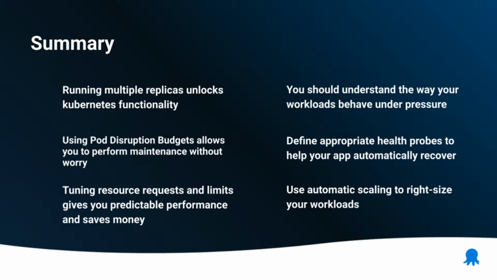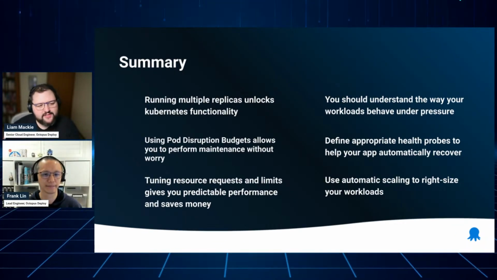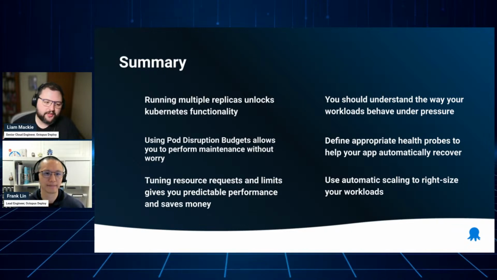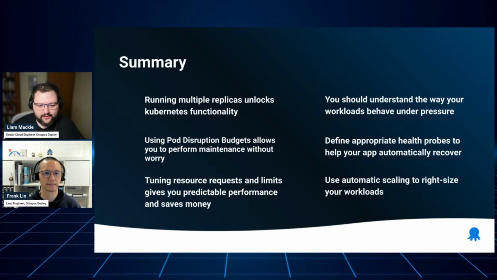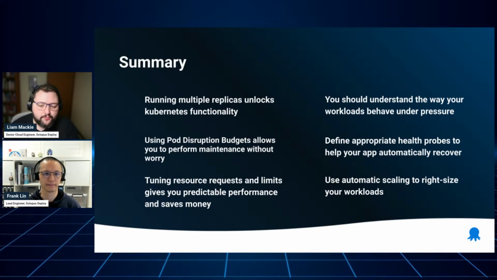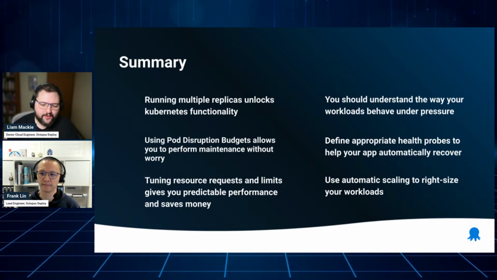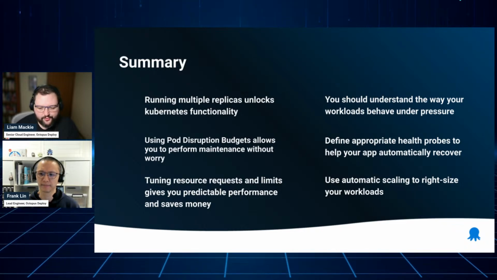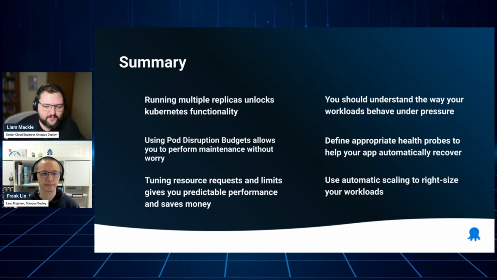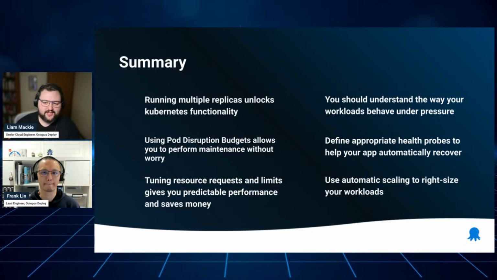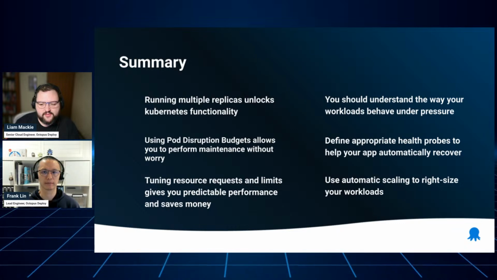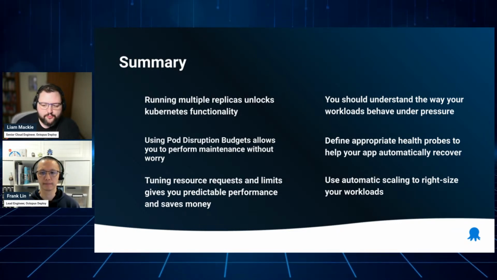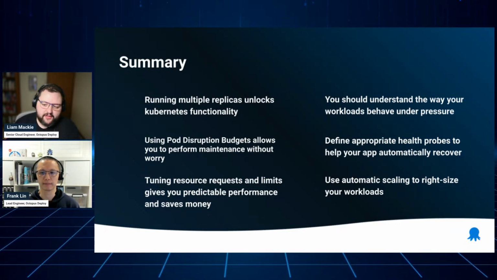Thanks, Frank. So, in summary, realistically, let Kubernetes do what it's really, really good at, and that's running multiple replicas. It really unlocks Kubernetes functionality and lets you scale horizontally. Using pod disruption budgets then allows you to perform maintenance without worry. Tuning resource requests and limits gives you predictable performance and saves money. You should be able to understand the way your workloads behave under pressure, because that's really important in making your scaling decisions. You should define appropriate health probes to help your app automatically recover in the case of a failure. And you can use automatic scaling to right-size your workloads.